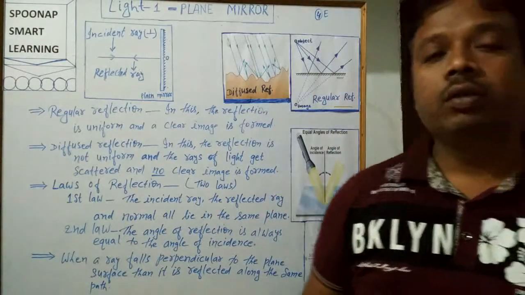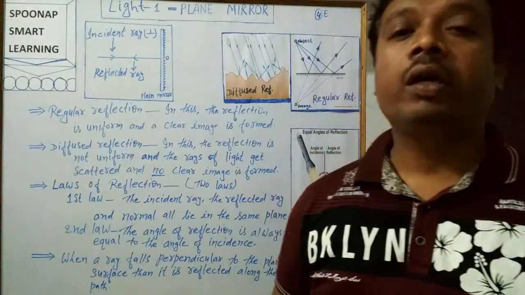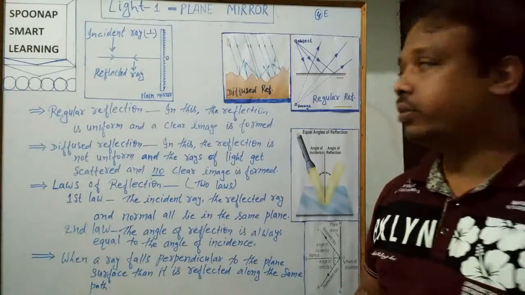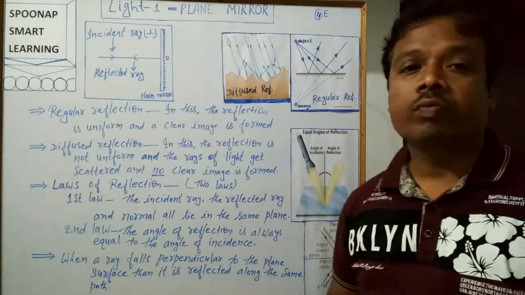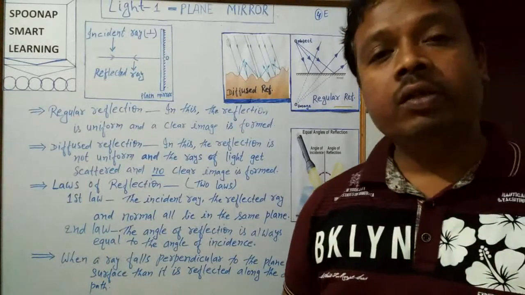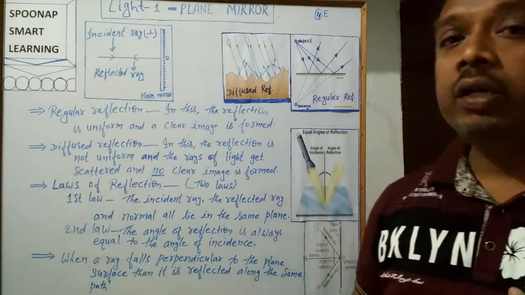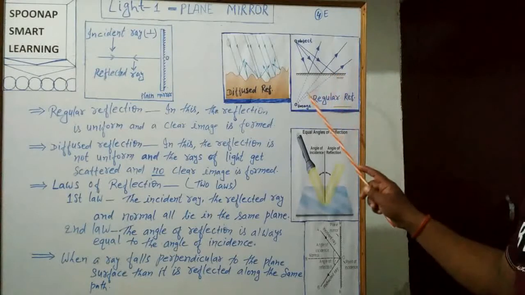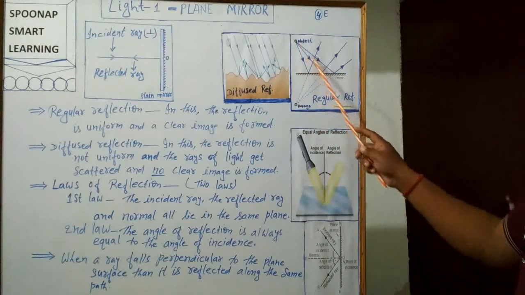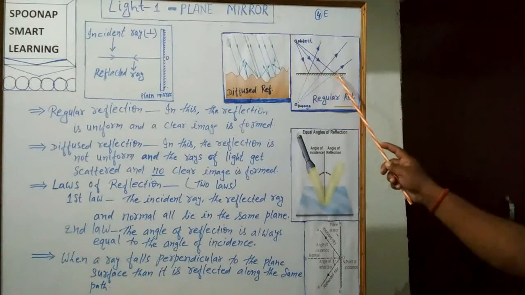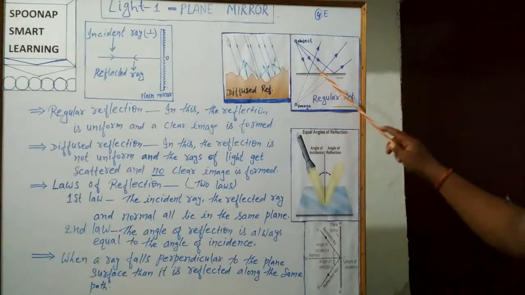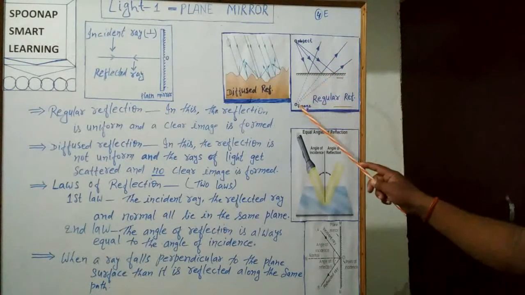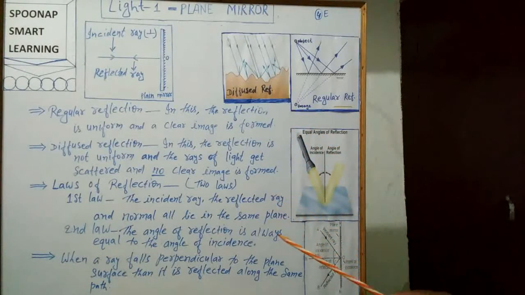Now we will understand what is regular reflection and what is diffuse reflection. First of all, let us see what is regular reflection. In this, the reflection is uniform. In case of regular reflection, the reflection is uniform and a clear image is obtained. You can see in this diagram, this is the plane surface or plane mirror, and rays of light are incident on this plane surface and get reflected here, you can see. But the image formation takes place here and a clear image is obtained.